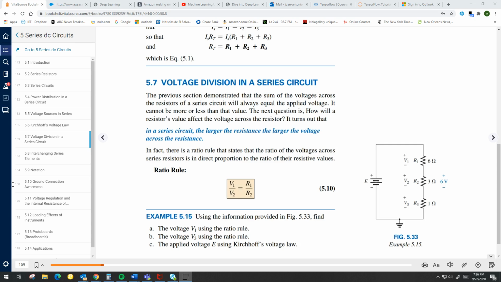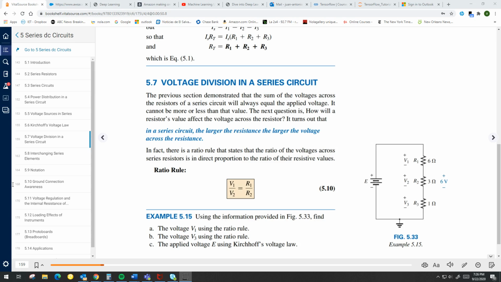Let me repeat that. Since I1 is V1 over R1 and I2 is V2 over R2, that means V1 over R1 is equal to V2 over R2. And if we solve for the ratio of the voltages, you get this. It basically says that V1 divided by V2 is equal to the ratio of the resistances R1 over R2. That's called the ratio rule.